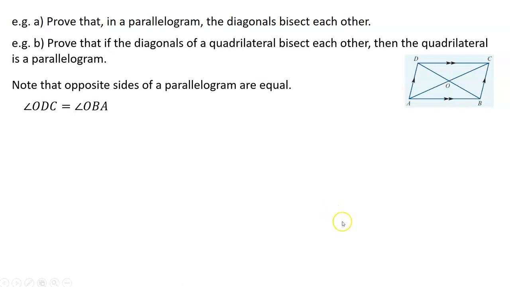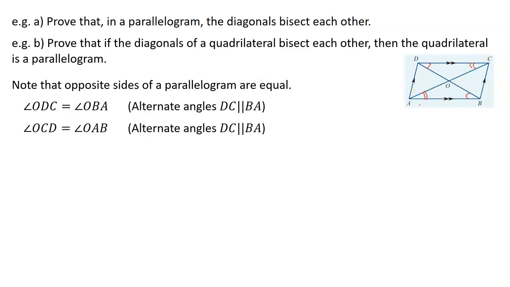Okay, so we can say that ODC, this angle here, is equal to OBA, which is this angle here. I need to provide a reason for that. I've got alternate angles between parallel lines. So it's a parallelogram, so I know that its opposite sides are equal in length and parallel. So using alternate angles that make the Z shape, I can say that those two angles are equal. I can also say that OCD and OAB are equal for the same reason.